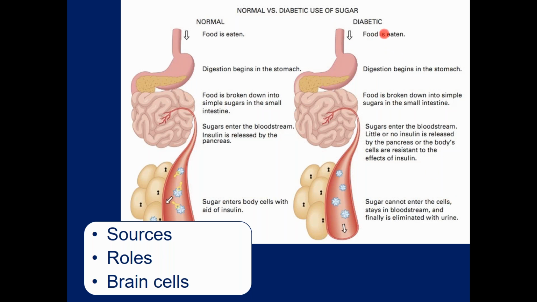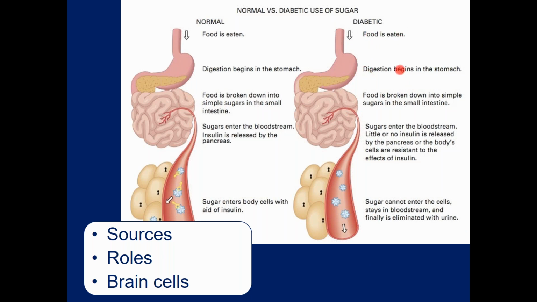So your diabetic patient eats again, and digestion begins. And food is broken down into simple sugars in the small intestine. And those sugars enter into the bloodstream, and the pancreas releases little to no insulin. And the sugar can't get into the cells. And the cells send off that exact same message. Hey, we're starving down here. Feed us. So that sugar just floats around in your patient's bloodstream, but the cells aren't getting any of it.